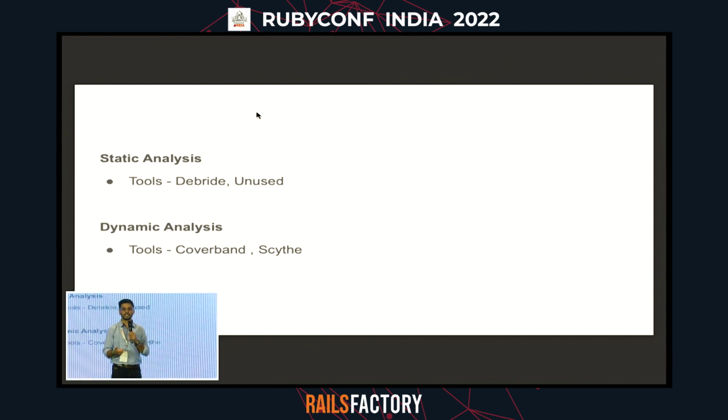So the precision is not very good with these dead code loggers, although they are good static tools. And there are some other dynamic analysis tools as well, Coverband and Scythe. To get started, we go through these tools, we utilize them, and in the output, we get a list of methods in different files. Okay, line number 42 of product.rb is dead. So that's how we get the different methods.